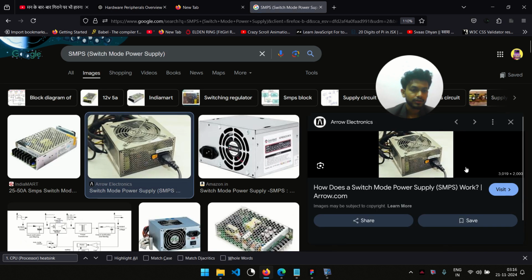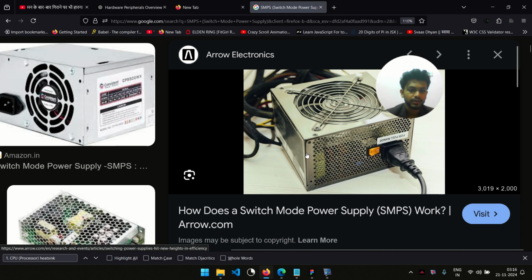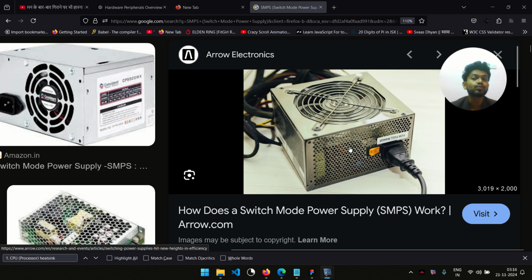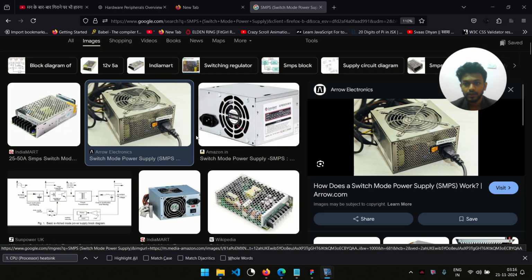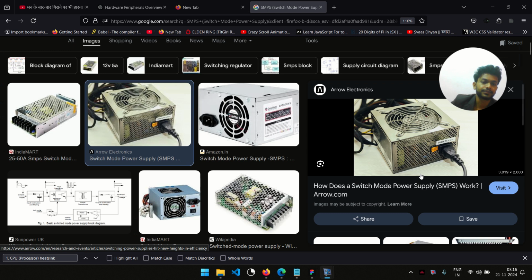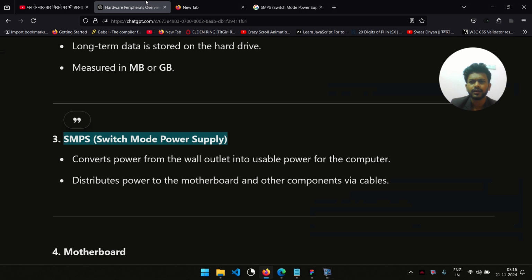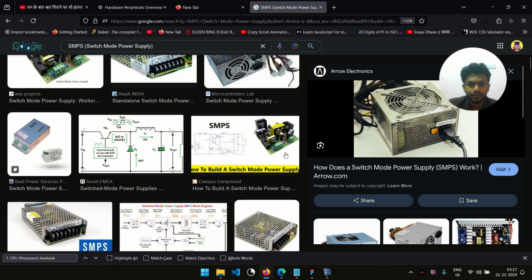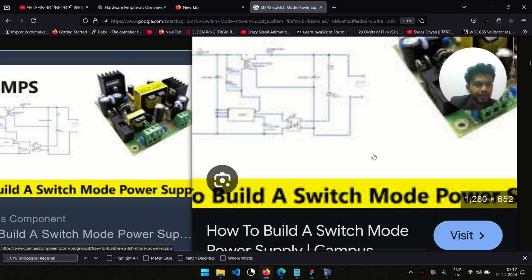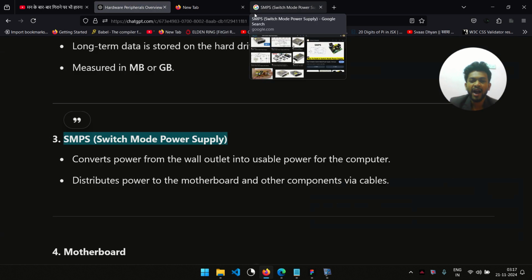This is the SMP. So this is the outlet. Wall outlet. That means you connect from the wall, and it has to be converted into the usual form of power supply that could be used for the computer to run. So what does it do? It converts the wall outlet's power into usable power for the computer. That's it. And the other thing it does is distribute power among the components inside your motherboard.